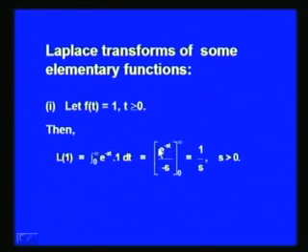In order to make e to the power minus st go to 0, we have to assume that s is greater than 0. So, when t goes to infinity, this goes to 0, and at the lower limit its value is minus 1 over s, and therefore, when we substitute the limits, we get the result as 1 over s. So, the Laplace transform of 1 is 1 over s for all s greater than 0.